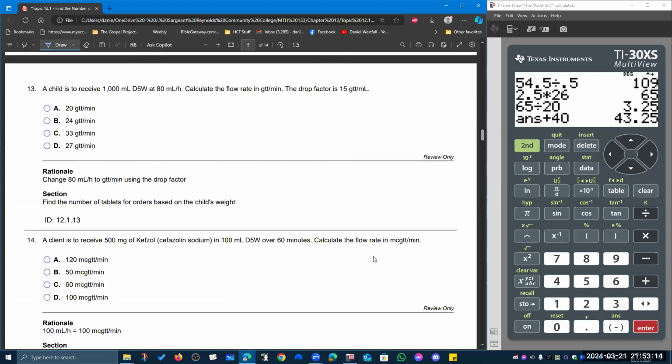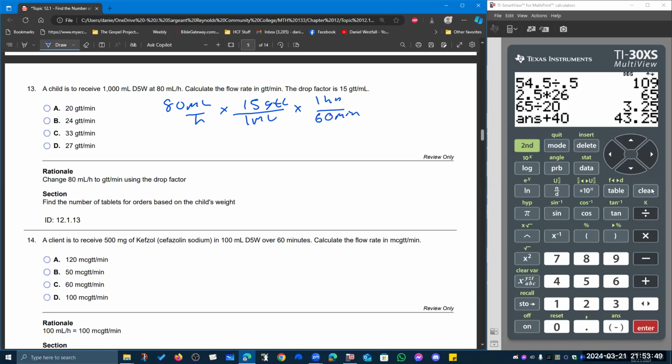Child is to receive 1,000 milliliters D5W at, and what's important here is the flow rate of 80 milliliters per hour. We want to change that flow rate to drops per minute when the drop factor is 15 drops per milliliter. 1 milliliter is 15 drops, and we need 1 hour is 60 minutes.